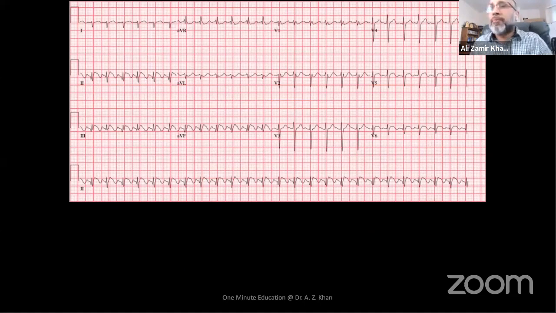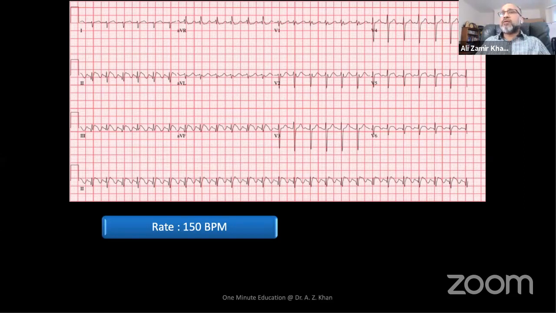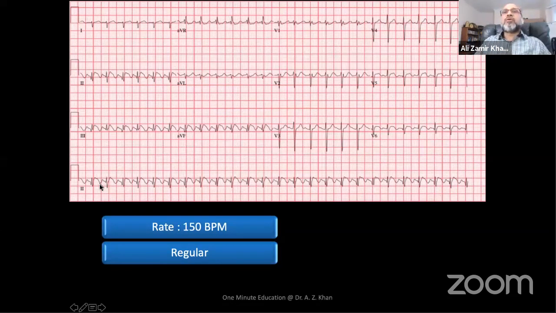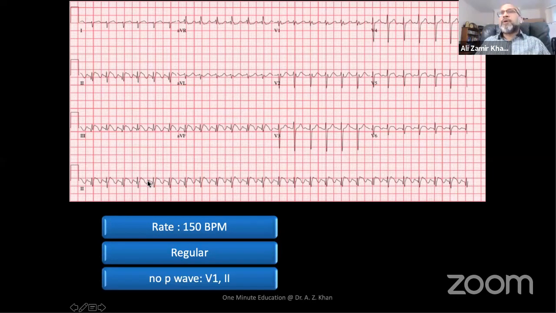Okay, let's look at this one. This is a very, very good one. This is quite classic. The rate, again, you calculate exactly the same way. So the rate works out to 150 because there are two large Rs between two QRSs, so that's about 150, 300 by 2. The rhythm is regular, okay? There is no irregularity of the rhythm. Two boxes, two boxes, two boxes, two boxes. So regular rhythm. But the P wave is not very clear, okay? It's really a problem here.